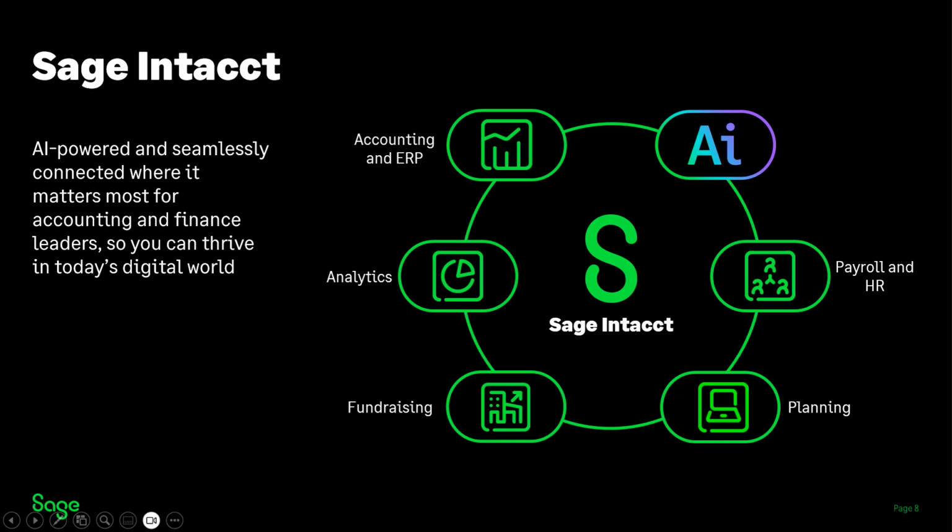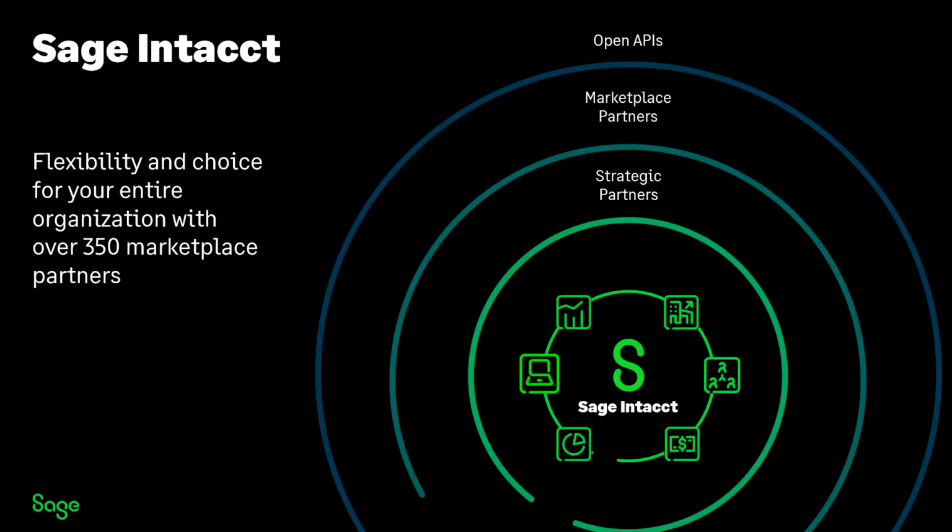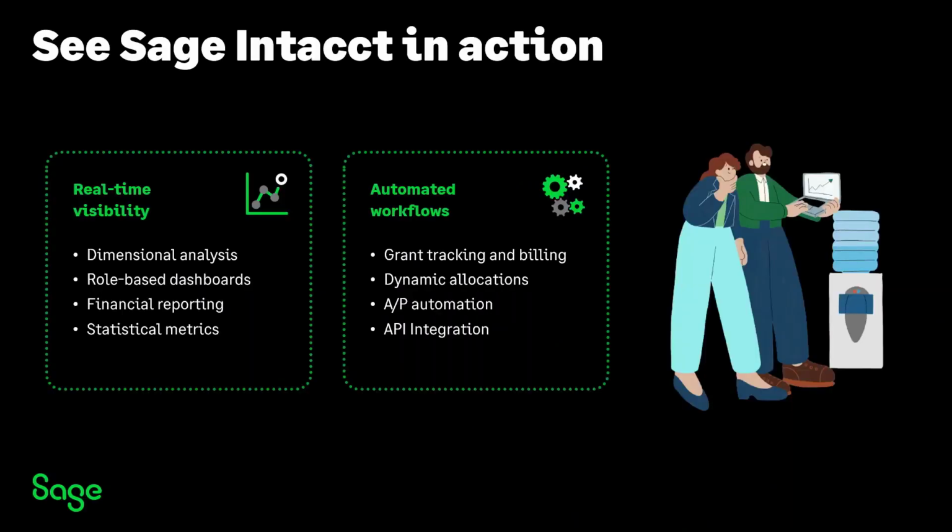We also know that nonprofits use a variety of tools, and Sage Intacct is designed to integrate with them. Through our Sage Intacct Marketplace, we offer hundreds of pre-built integrations. And for custom needs, our open API architecture allows for seamless connections between platforms. By bringing everything together, Sage Intacct ensures finance, fundraising, and operations teams are always working from the same data, eliminating silos and improving collaboration. As you've seen today, Sage Intacct provides real-time visibility, automation, and AI-driven efficiencies, empowering nonprofit finance teams to save time, reduce complexity, and focus on driving impact.